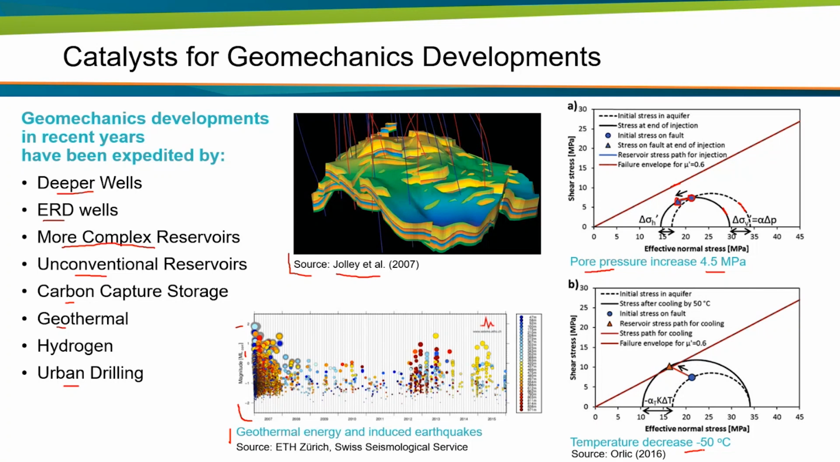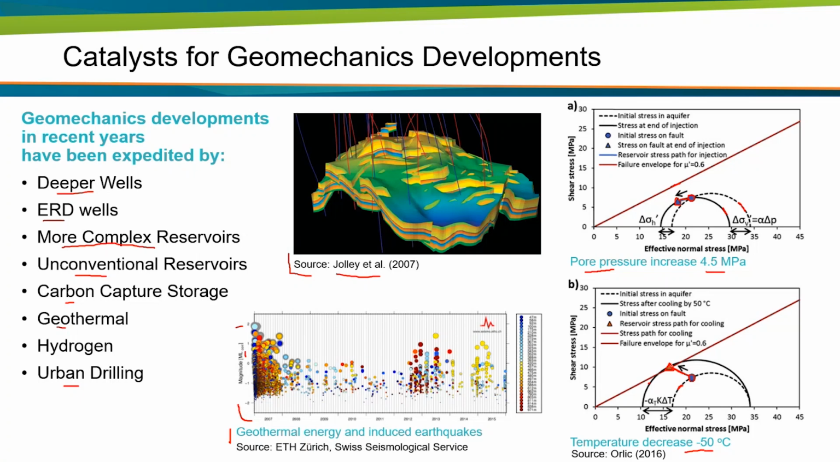And if you adopt quite a reasonable amount of cooling, in this case minus 50 degrees Celsius, that can affect your stress state. So thermoelastic effects will cause this Mohr circle to grow towards the left, and the stress state on the fault moves from this point to this point, and it hits the failure line. So these are the things to study.